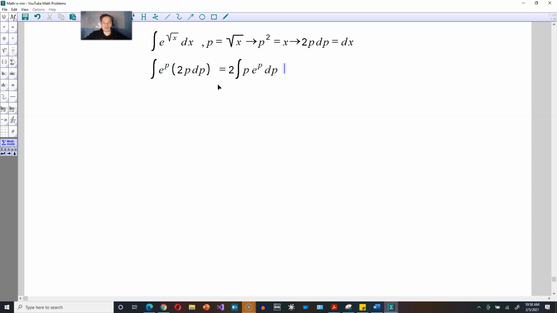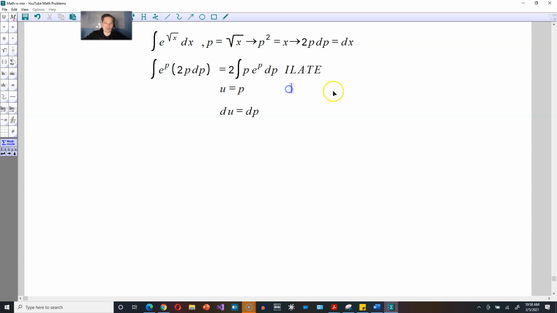P is one function, e to the p is a different function. So what you have is a product of two unrelated functions, which means from here you have to do integration by parts. So write down ILATE. I is for inverse trig, we don't have that. L is for logarithmic, we don't have that. A is for algebraic, we do have that. So it's going to tell you how to choose u. So you're going to set u for that reason equal to p. And then from here, when you differentiate, du would be equal to dp.